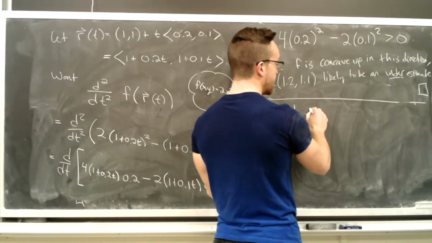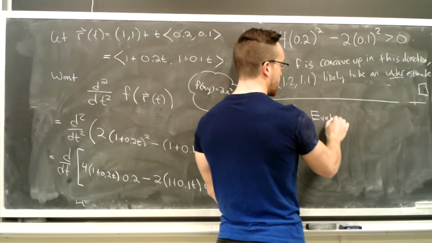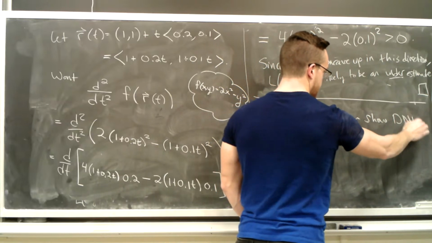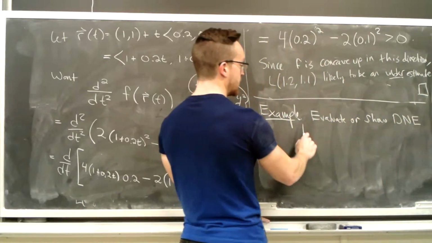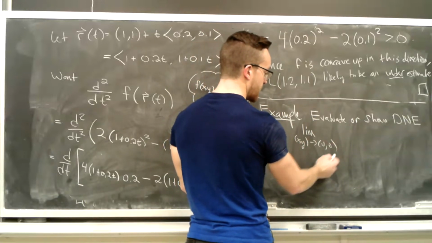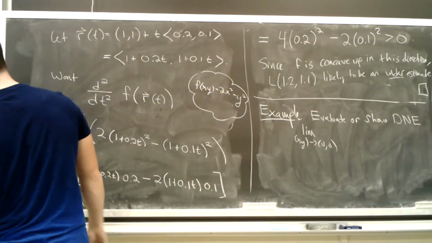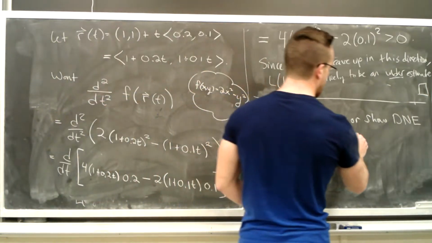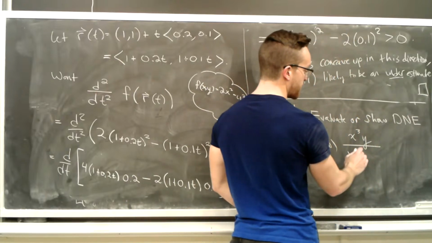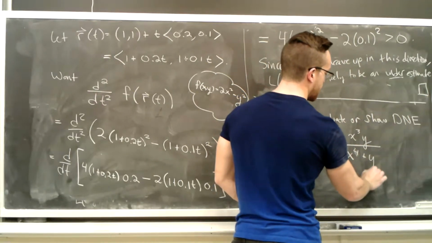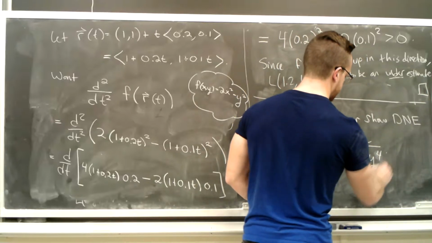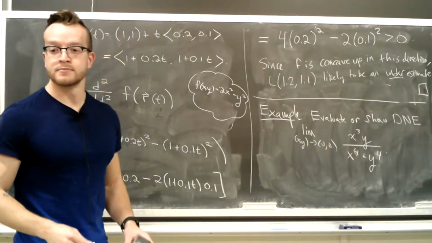All right, next up. Just to spice it up, evaluate or show that it doesn't exist the following limit. The limit as (x, y) goes to (0, 0) of, let's do x cubed y over x to the fourth plus y to the fourth.